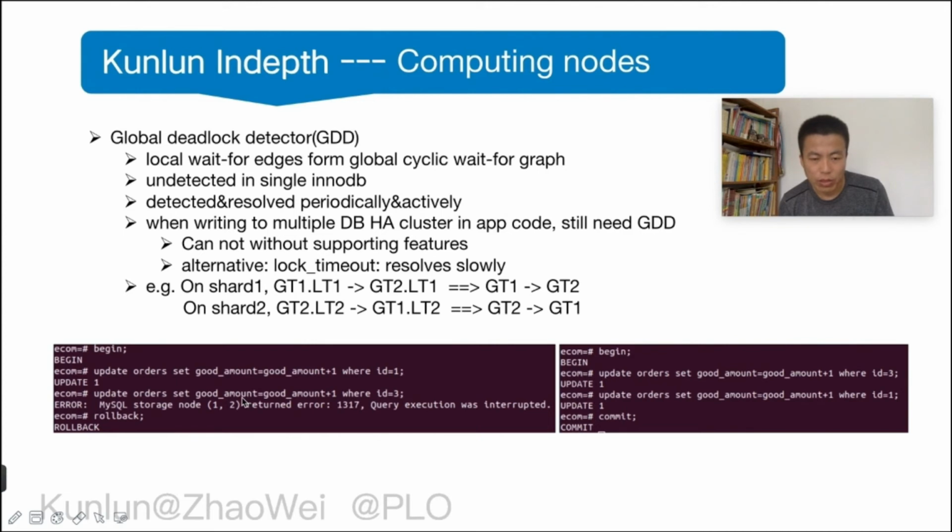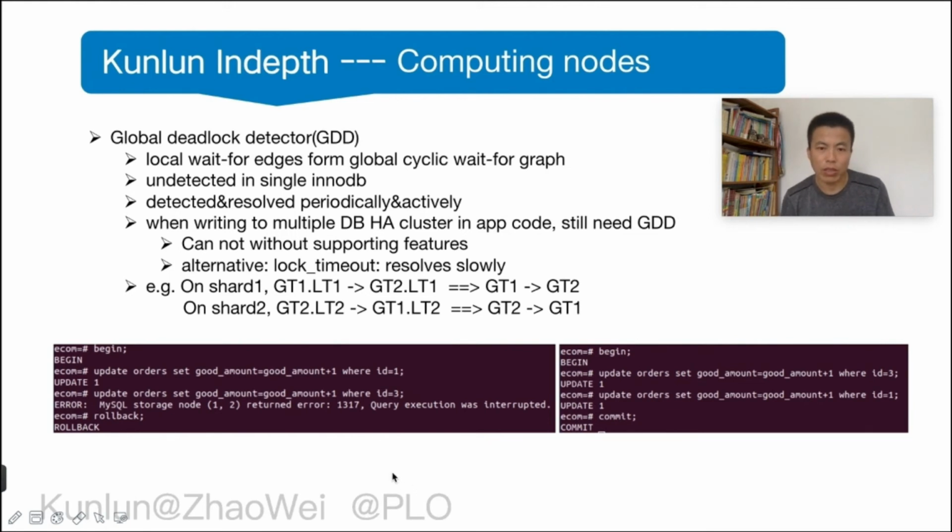And then GT1 tries to update the row with ID 3, and GT2 tries to update the one with ID 1. And this global deadlock is formed, then resolved, and this query on the storage shard is killed. It returns an error, so the global deadlock is resolved. So when we do this rollback, this update statement will successfully return, and we can commit it.